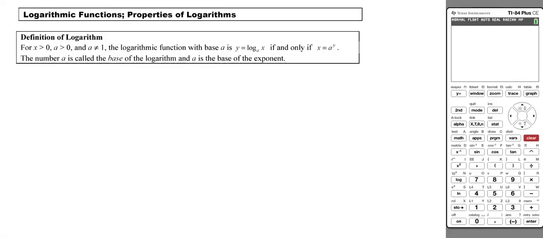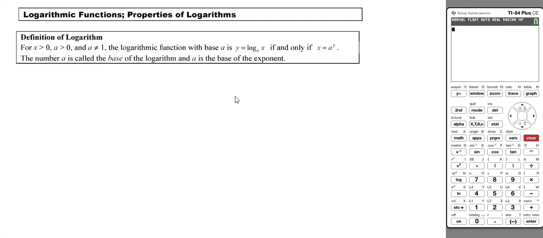Logarithmic functions, properties of logarithms. Let's start with the definition of a logarithm. For x greater than 0, a greater than 0, and a not equal to 1, the logarithmic function with base a is y equals log base a of x, if and only if x equals a to the y.